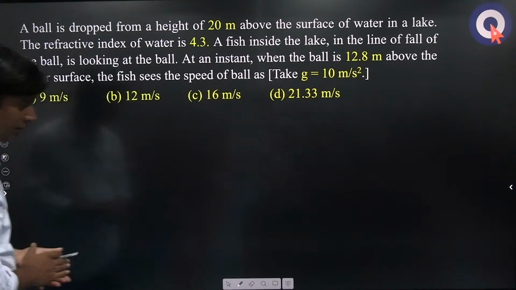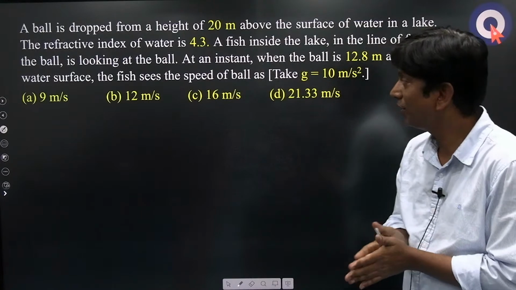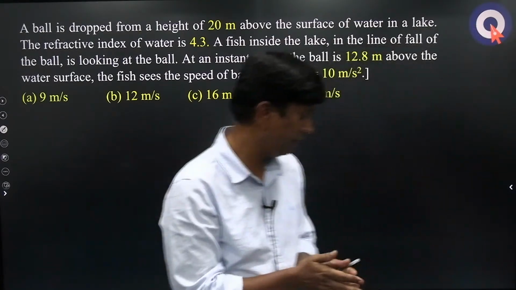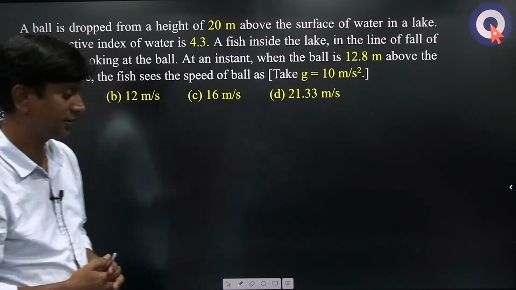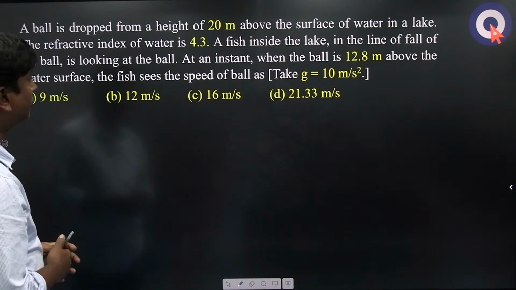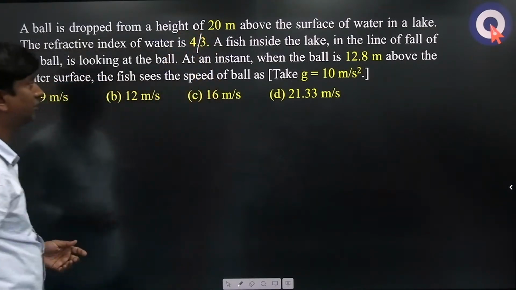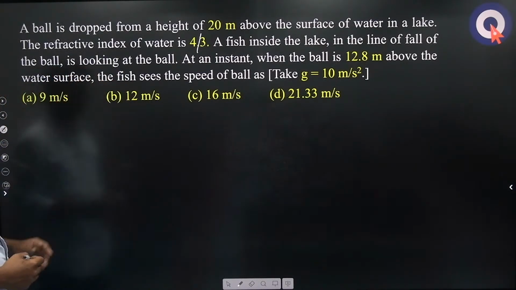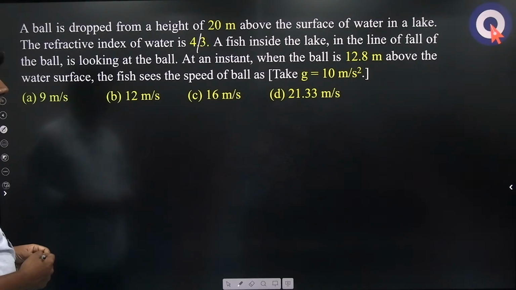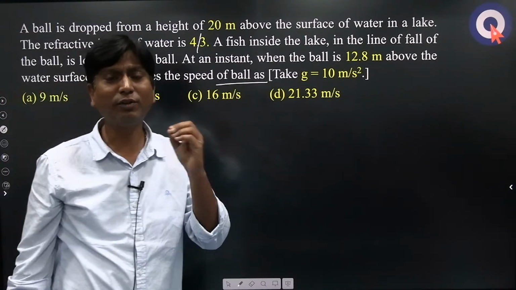So this ball is dropped from a height of 20 meters above the surface of water in a lake, and the refractive index of water is 4/3. A fish inside the lake in the line of fall of the ball is looking at the ball, and at an instant when the ball is 12.8 meters above the water surface, the fish sees the speed of the ball as. According to the fish, what will be the speed of the ball?